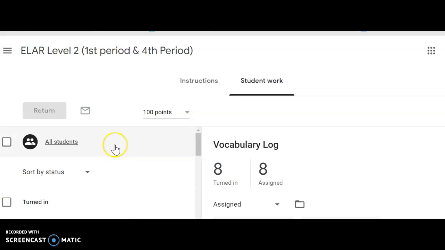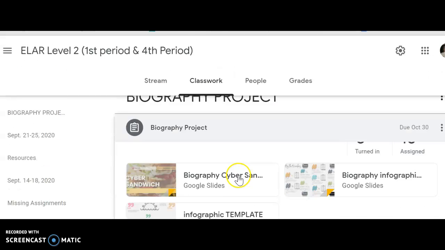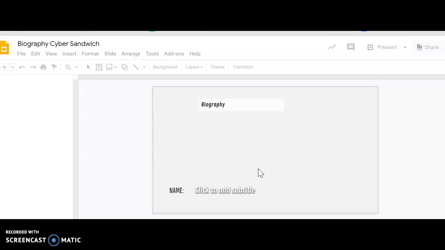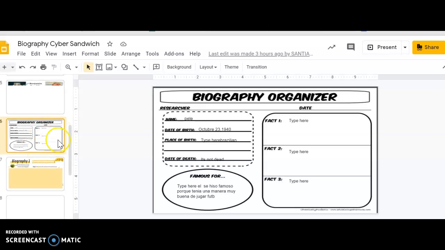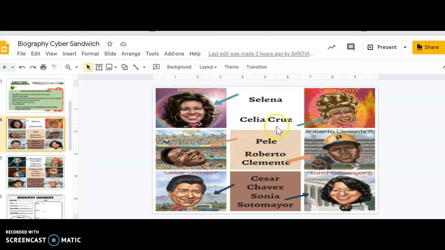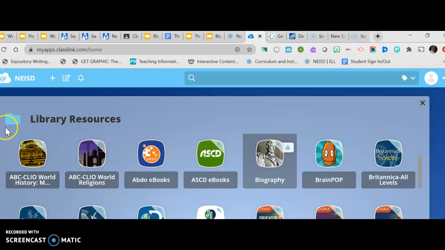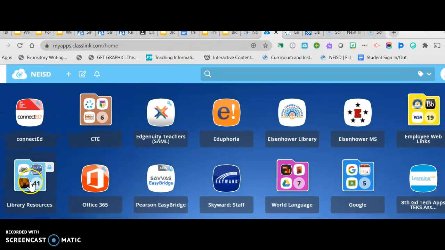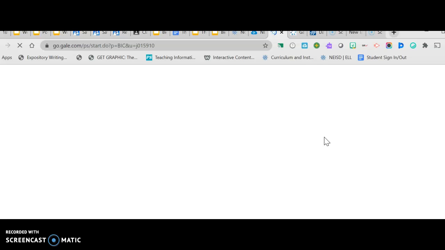Okay? If you finished all that, si ya todo eso está completo, you're going to go to the Biography Project. You're going to open up the Biography Cyber Sandwich. And you are going to complete number 6. Vas a terminar número 6. You need to pick, tienes que elegir una de las personas para estudiar. You got to pick one person to study. You're going to go to the launch pad. You're going to go to the library resources, la carpeta de library resources, and you're going to choose the biography. Vas a picar en biografía.